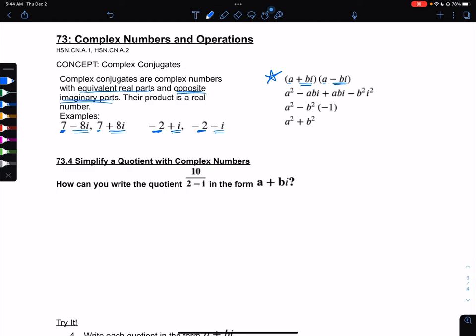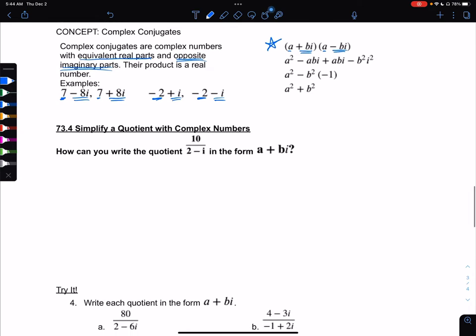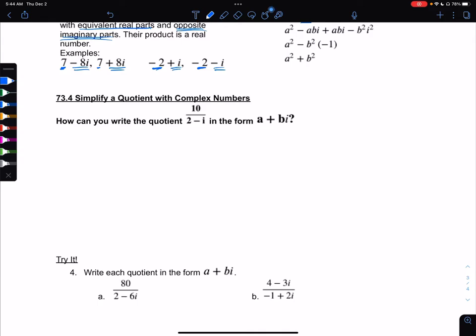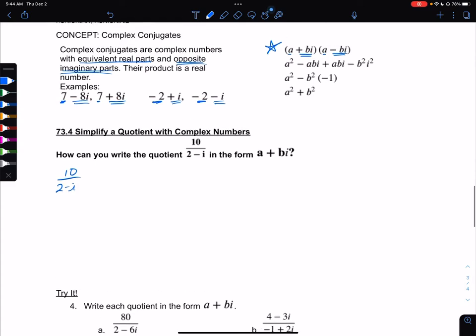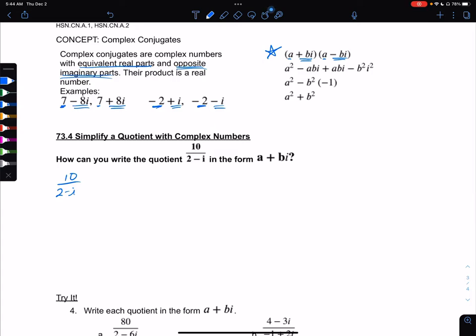So let's put that into practice, and when would this be useful? When we're looking at quotients, division or fractions, you're not supposed to have a complex number in the denominator. So we don't want to have this i in the denominator. It's just not the proper way to write a quotient or a fraction. So what we can do is use the properties of complex conjugates to eliminate that i from the denominator. Now you'll see that the i goes up into the numerator, which is fine, that's allowed. We're just not allowed to have it in the denominator.